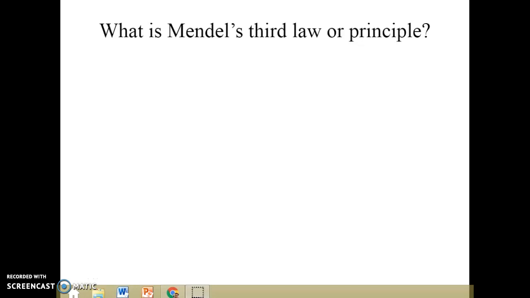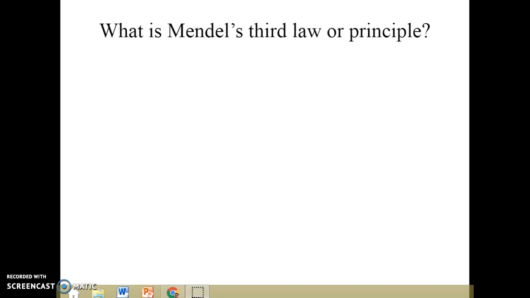Welcome to Chapter 13, Notes Session Part 2. We've been exploring Mendel's laws or principles. What is this third law or principle? Well, previously we mentioned the law of dominance, where one allele is dominant over the other in expression.